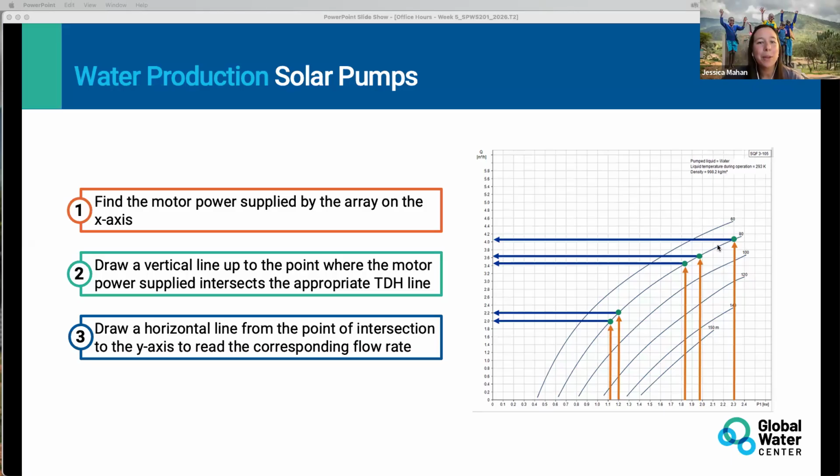Or why we do this. What's the point? That's okay too. Again, our main goal with this is being able to estimate how much water our array will produce for us, and so we can compare it to the design demand.